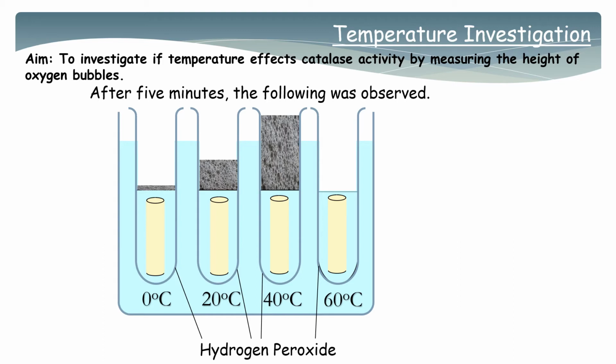Your 0 degrees Celsius is quite low with oxygen bubbles, 20 is higher, 40 is your highest, and at 60 there are no bubbles. So you could try to make a conclusion for this, but you don't really know how or what's happening. All we know is 40 degrees Celsius is giving us the highest catalase activity, and we need to know why that is. So we're going to look into that in more detail so we can come up with a proper conclusion.